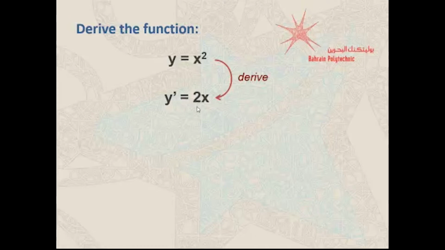So I want to go backwards. Given 2x, I want to get to the x squared. Here I use integration. So that's why we think of integration as the opposite process of derivation. How do I express integration in maths?